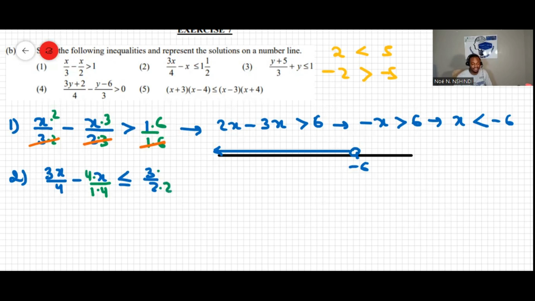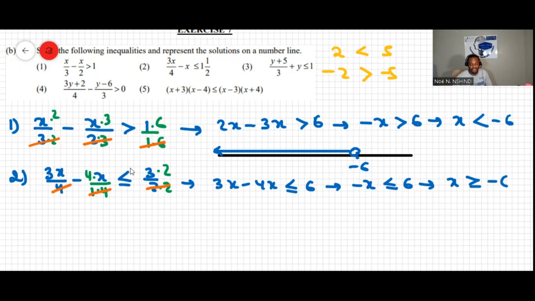Here times by 2, there times by 2. Now that we have the denominator common, okay, over here it is 4, there is 4, that also 4. We can just drop the denominators. Okay, you can just drop these, and then this will be 3x minus 4x less than or equal to 6. Now 3x minus 4x makes negative x or negative 1x less than or equal to 6. Now over here that makes x will be what? Greater than or equal to negative 6.